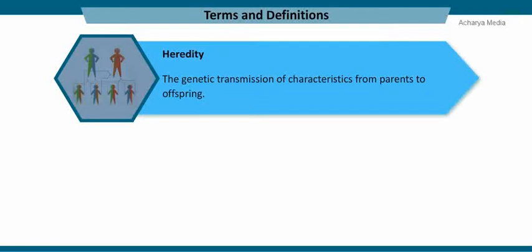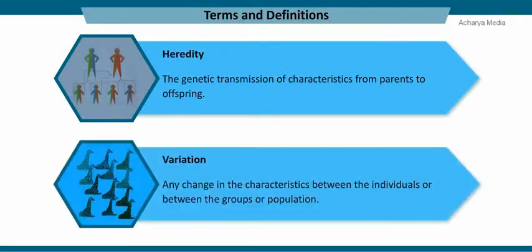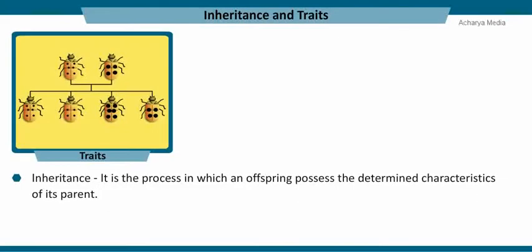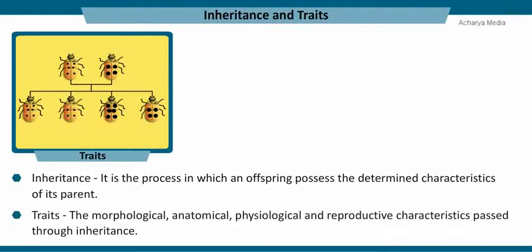The genetic transmission of characteristics from parents to offspring is called heredity. Variation is the change in the characteristics between the individuals or between the groups of population. Inheritance in biology is the process in which an offspring possesses the determined characteristics of its parent. The morphological, anatomical, physiological, and reproductive characteristics passed through inheritance are called traits.